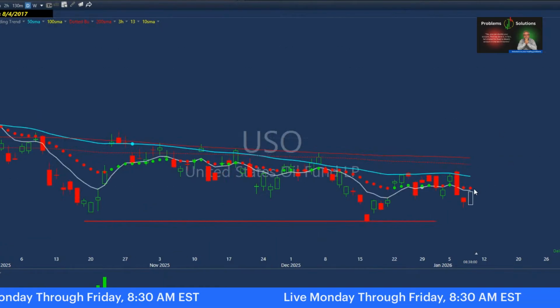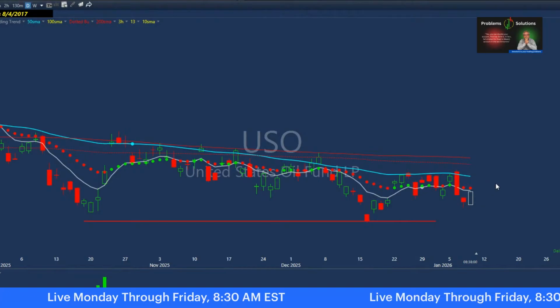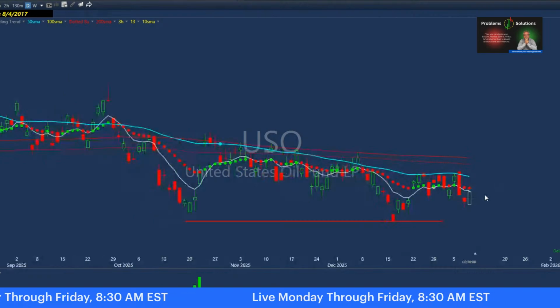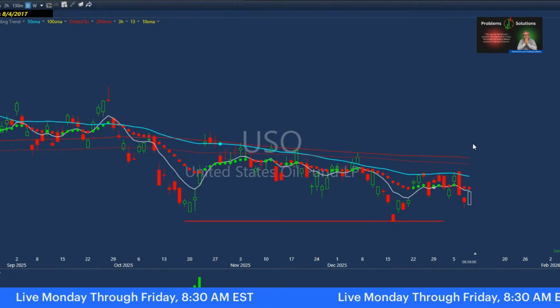USO, still nothing. Nothing here at all would suggest bullishness, and I don't think I would be bearish on it either. It's a go-nowhere chart at this point. It's not giving any kind of clue of anything really.